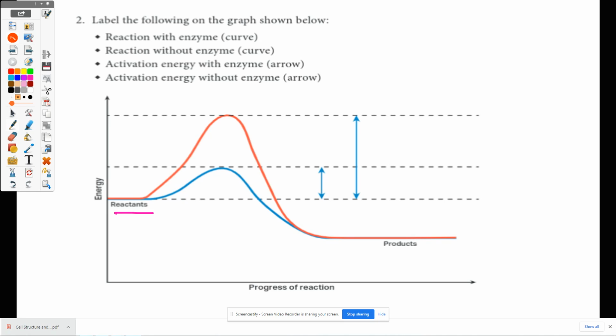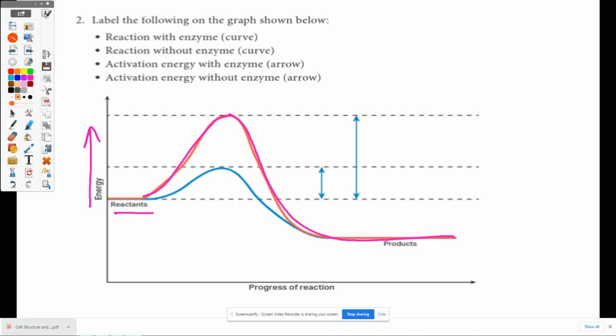And in order to get to the products, we have to invest. Our y-axis has energy. We have to invest energy to get to the top of the hill in order for us to get to the product. So we're going to invest some energy into it. That is our activation energy. So our reactants here, we invest a bunch of energy to get to the products.